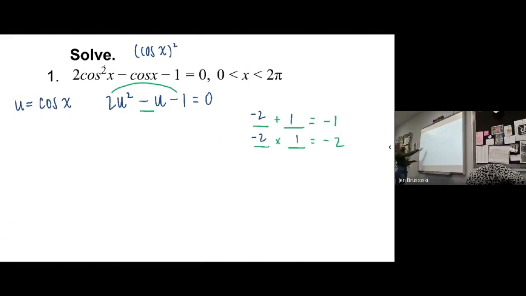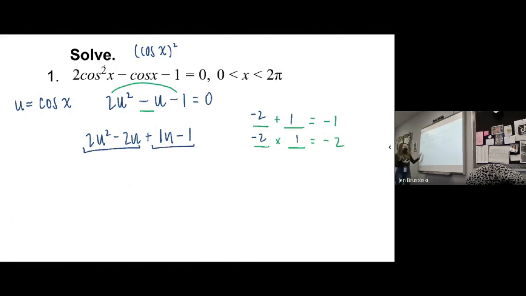All right, because I have a 2 out front, I need to split the middle. So I'm going to rewrite this as 2u squared minus 2u plus 1u minus 1. That kind of looks like an N. So I took this middle piece and I wrote 2u and 1u to split the middle. Then I'll factor each of these pieces.